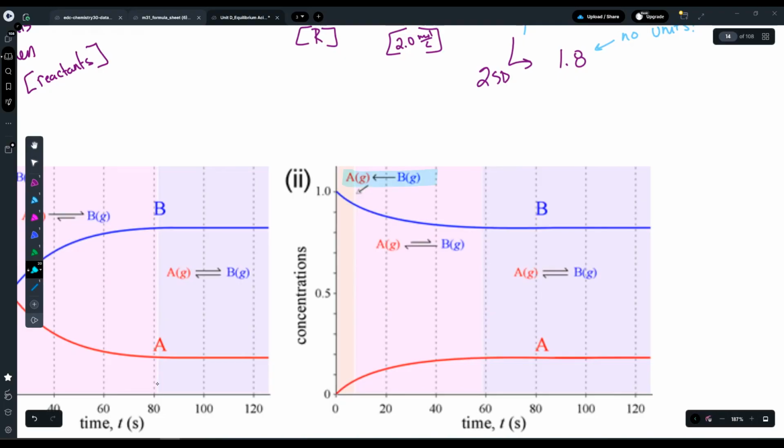Now, for the reverse reaction here, because we're going from our products to our reactants, the reactants are being produced. So that's why the concentration of the reactants, or substance A, increases. Whereas the concentration of substance B decreases, because we're using up substance B in order to produce substance A.